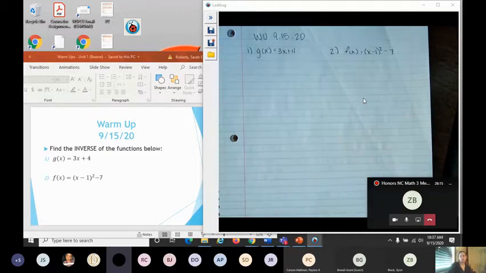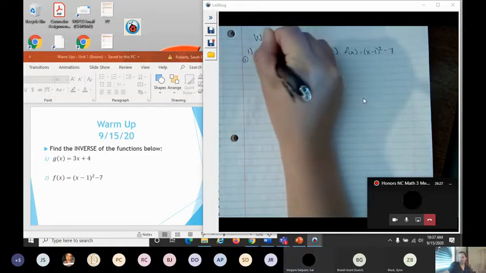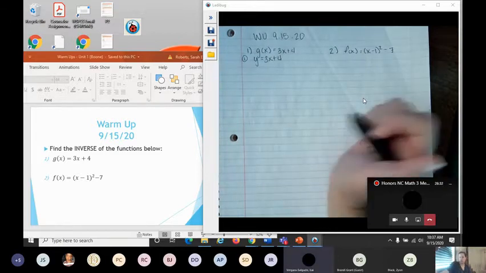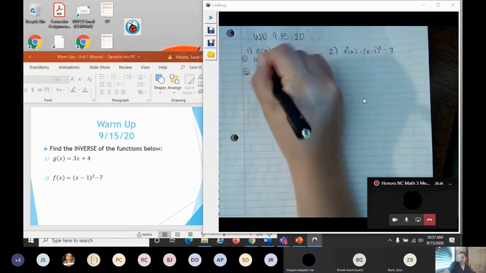Do you want to do number 1 or 2? 1. All right. So for number 1, what's the very first step in our process? Switch f of x or g of x to y. Perfect. So I'm going to have y equals 3x plus 4. And then what do I do next? You switch y and x. Yeah, so in step 2, I'm going to have x equals 3y plus 4.